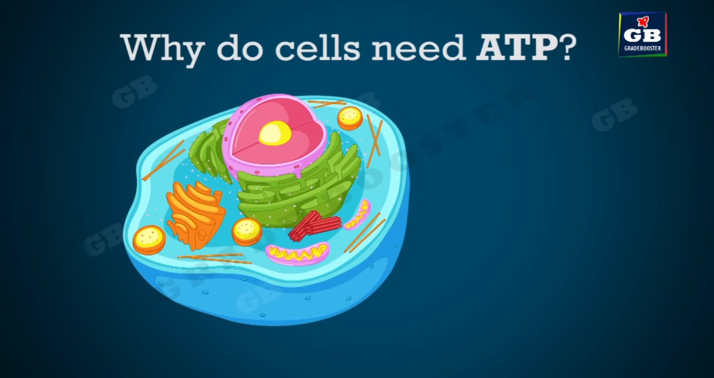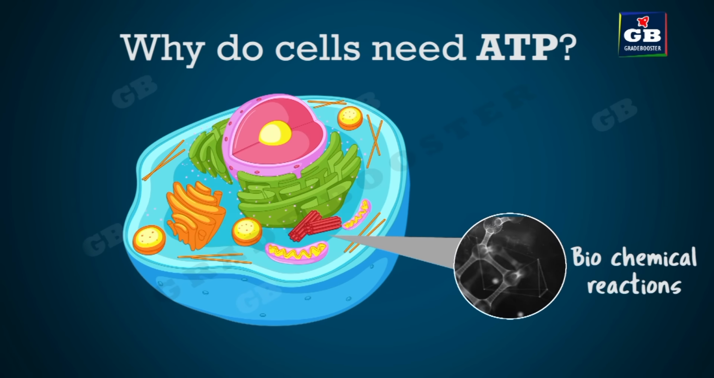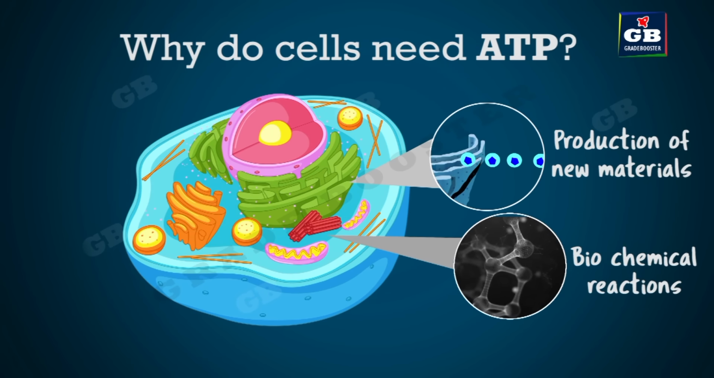In our cells, many reactions take place, and all these reactions need energy. And in our cell, so many new materials are produced. So for the production of these new materials also, ATP is required. That's why ATP is called the cell currency or energy currency of the cell.